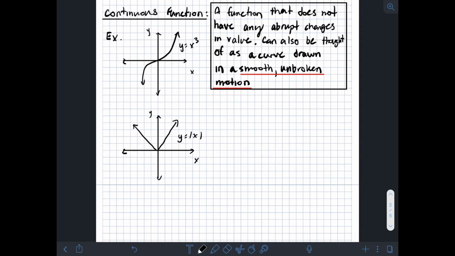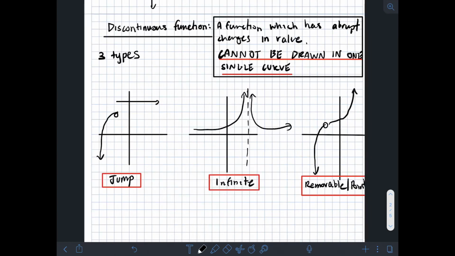If it fits this criteria, then it's continuous. Here are a few examples of continuous functions. We have y equals x cubed, which is continuous because it can be drawn out in a smooth, unbroken curve. And we have y equals absolute value x. This also fits the criteria because it can also be drawn in a smooth and unbroken line.